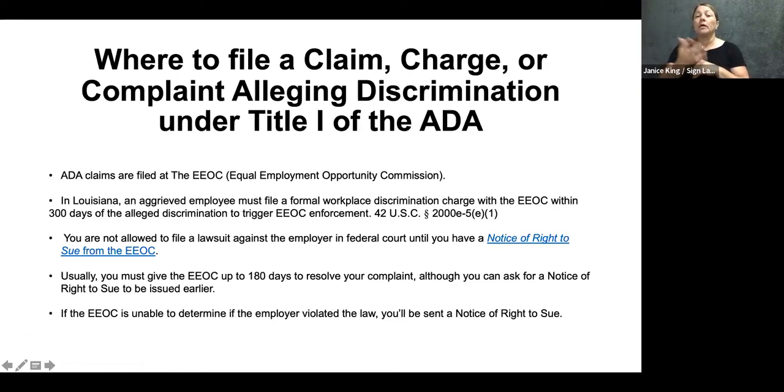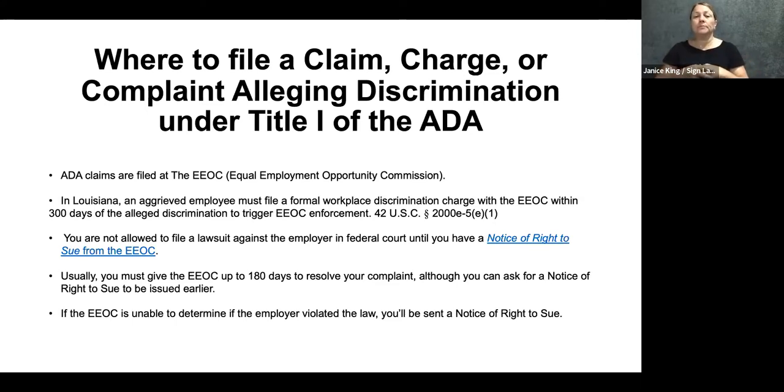Initially, if a person has an ADA claim of employment discrimination, they're required to file with the EEOC, or the Equal Employment Opportunity Commission. In Louisiana, because we also have a state law against discrimination and a place for filing such claims, an aggrieved individual must file a formal workplace discrimination charge within 300 days of the alleged discrimination to trigger EEOC enforcement. Put another way, if you don't file within 300 days, you're going to lose any ability to remedy that discrimination under federal law, at least.